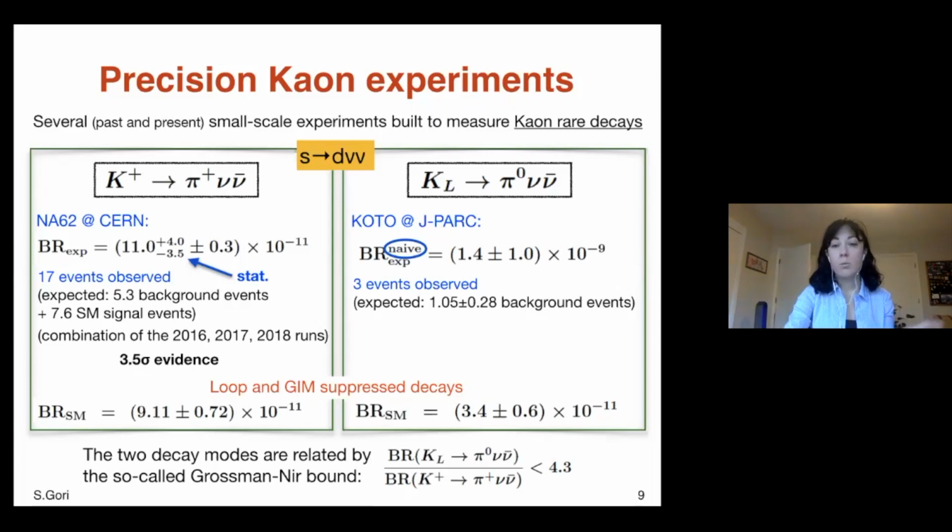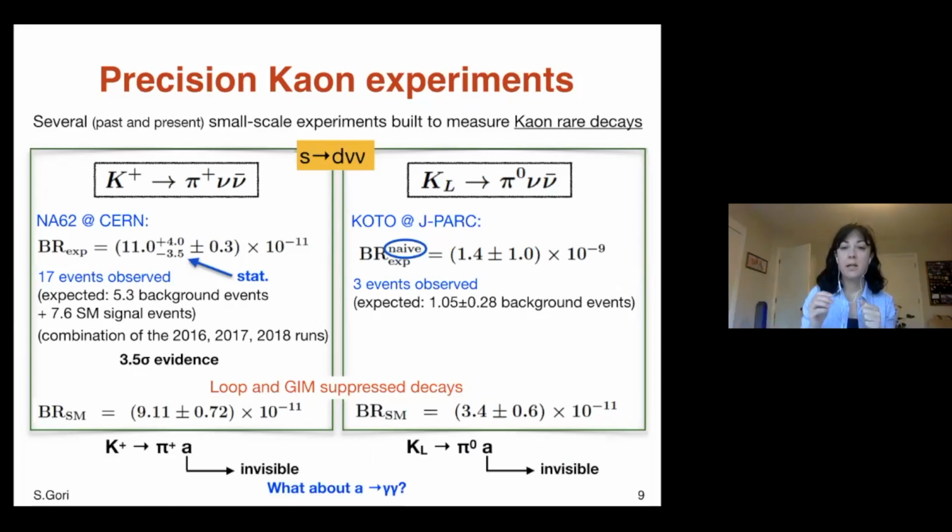And then again, what about ALPs? So ALPs can mimic these signatures because if you look for the K plus going to pi plus and then an ALP, with the ALP decaying invisibly, we are mimicking the first signature. And then similarly, if you have a K long going to a pi 0 and then an ALP, with an invisible ALP, we mimic the second signature.